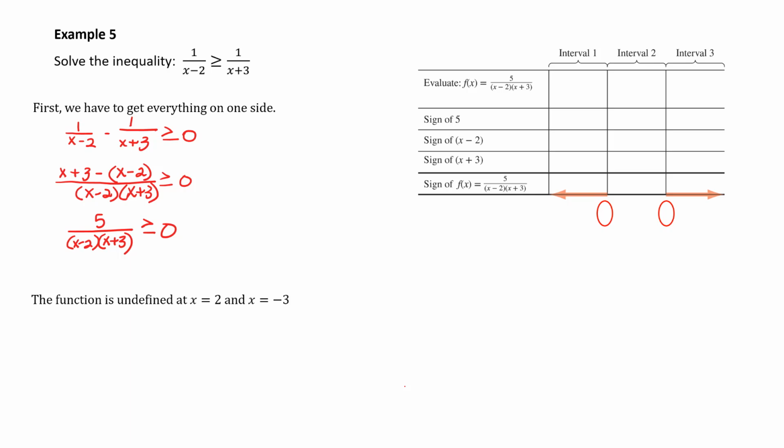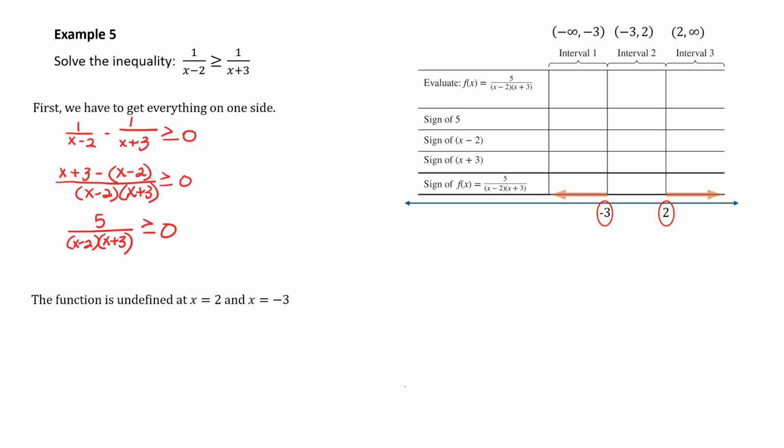Now we know that there are two significant issues here. The function is undefined when x is 2 and when x is -3. So we are going to have to look at the intervals from -infinity up to -3, from -3 to 2, and then from 2 to infinity. So those will be our intervals, and we're going to look at each factor in the function. We've got a 5, we've got an x minus 2, and we've got an x plus 3.